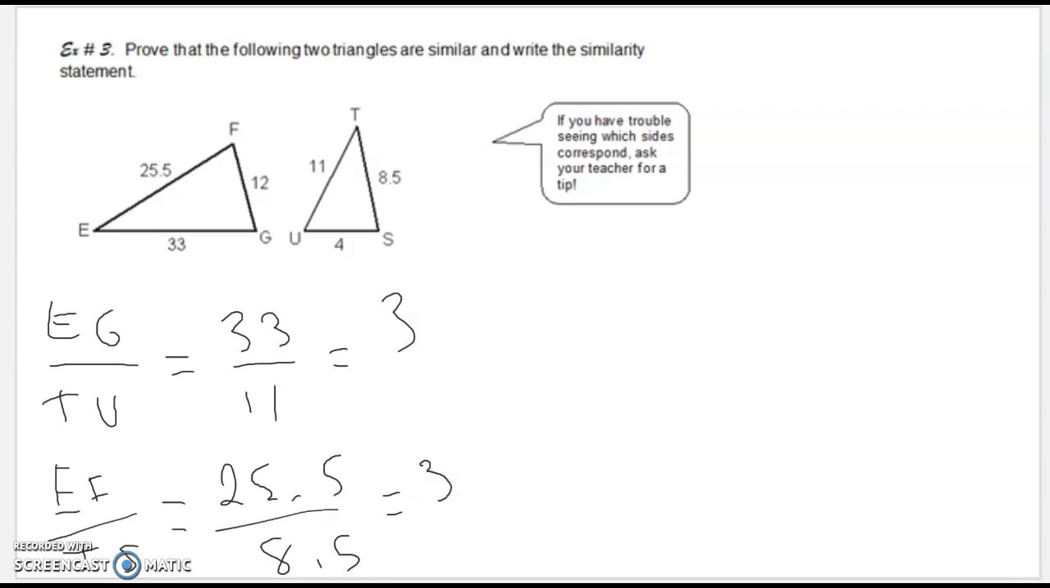The last one will go to the smallest side. So the smallest side of the biggest triangle was 12, and that's from F to G. So we have F, G, over the smallest one of the small triangle, which would be SU. So FG in this case is 12. So we have a 12. SU in this case is 4. So I'm going to have a 4. 12 divided by 4 is 3.